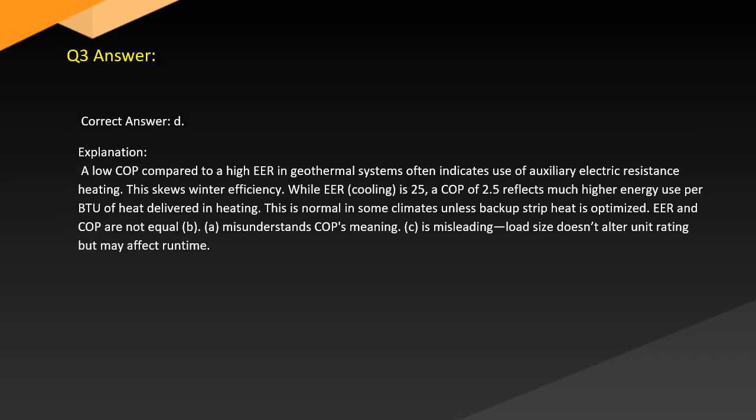Answer. Correct answer: D. Explanation. A low COP compared to a high EER in geothermal systems often indicates use of auxiliary electric resistance heating. This skews winter efficiency. While EER cooling is 25, a COP of 2.5 reflects much higher energy use per BTU of heat delivered in heating. This is normal in some climates unless backup strip heat is optimized. EER and COP are not equal. B is wrong, and A misunderstands COP's meaning. C is misleading. Load size doesn't alter unit rating but may affect runtime.